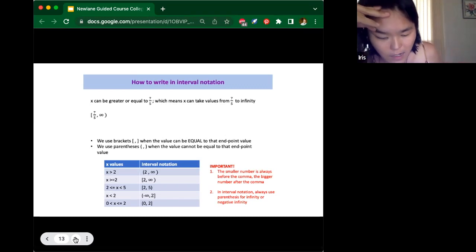And then for infinity or negative infinity, because they are not actual numbers, they are just a representation, x is never really equal to infinity, so it's always a parenthesis. It's never a bracket.